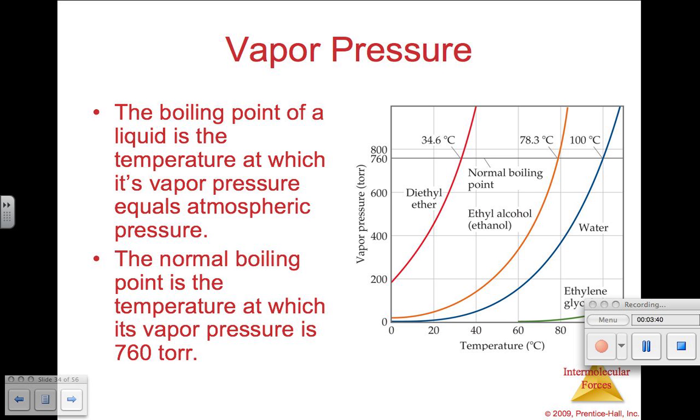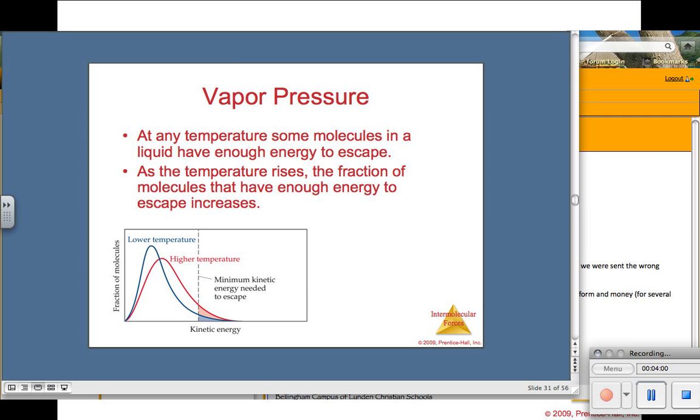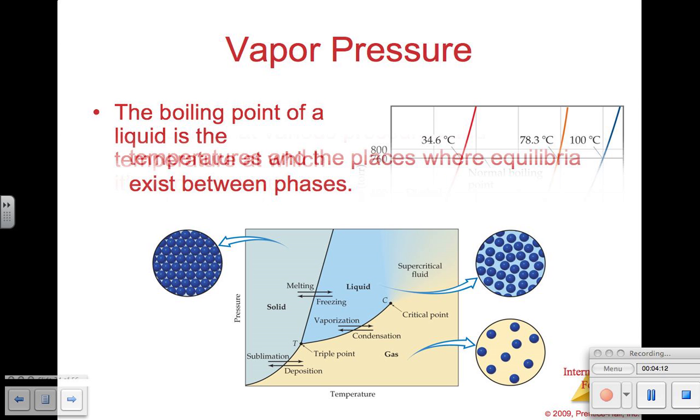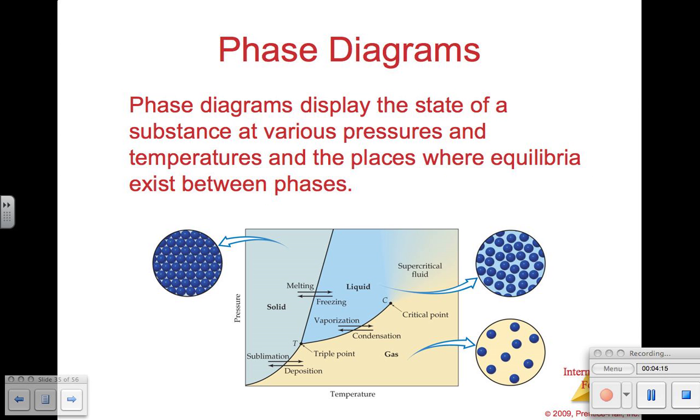The normal boiling point that's typically given in literature is always in reference to 760 torr, or 1 atmosphere. So in our examples here, we have diethyl ether with a boiling point of 34.6 degrees Celsius, ethyl alcohol at 78.3 degrees Celsius, as well as water at 100 degrees Celsius. And then we have ethylene glycol, and obviously this table does not show the level of temperature needed to get to the boiling point for that substance.